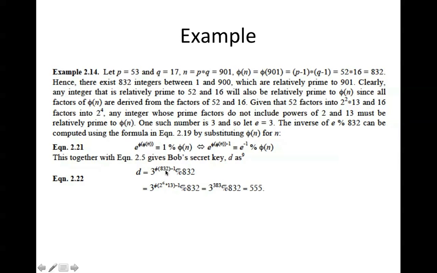And then we use the prime factorization of 832, which is 2 to the 6 times 13. That is what this is equal to, to actually compute the totient of that number.